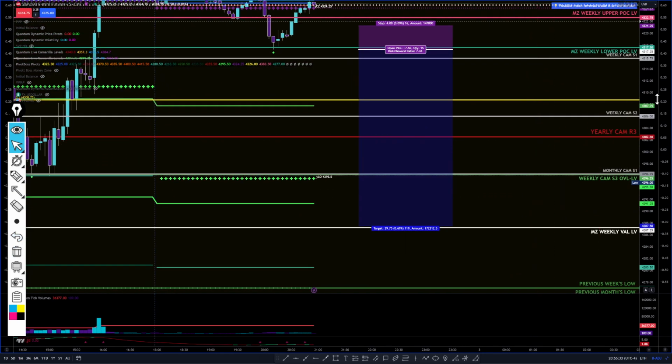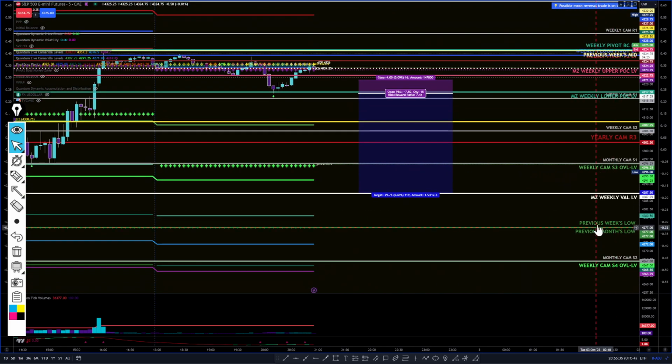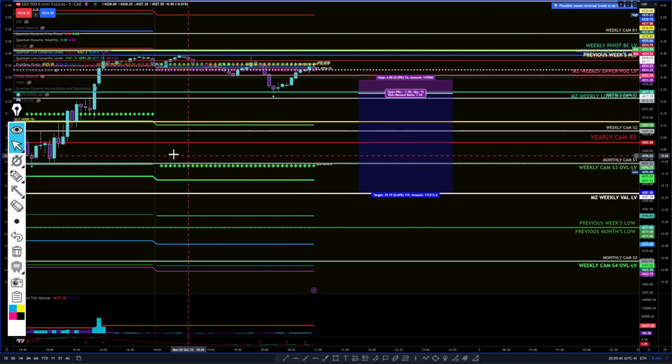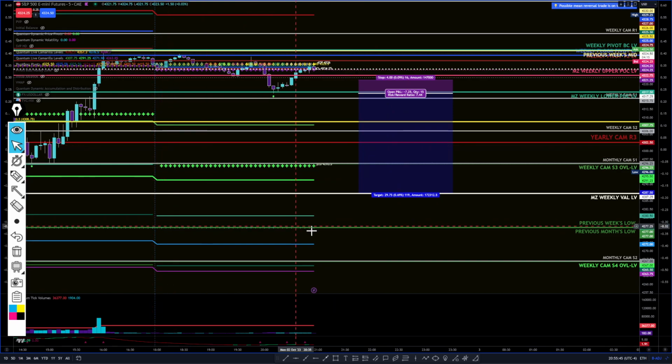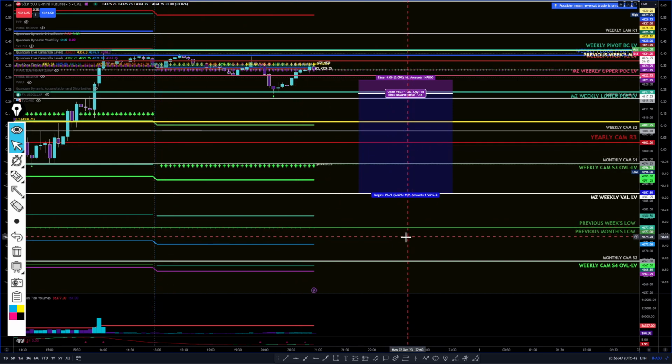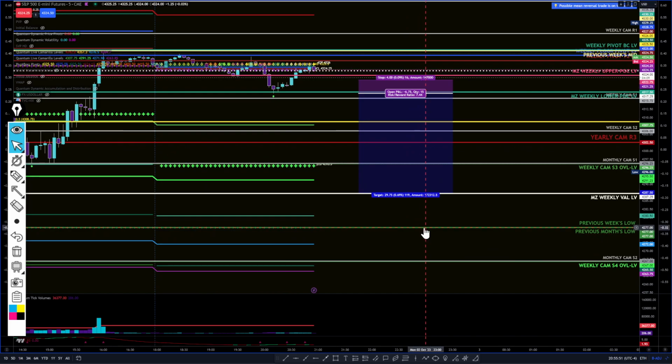Also looking at previous week's low, which is around here at 42.77. This is a big area as well, because if we're gonna continue lower, we have to break the previous week's low. So this is a major area and a major target for me. If the bears really want to push price down, we have to get to this level. So this is a good level as well.